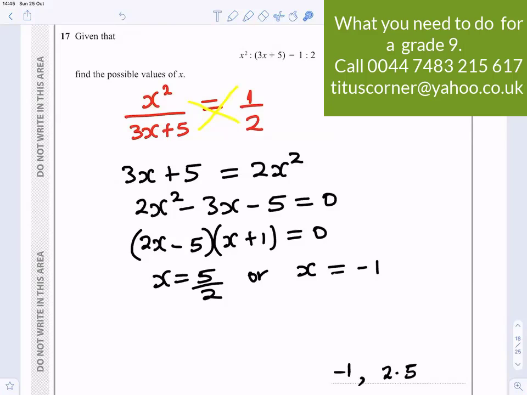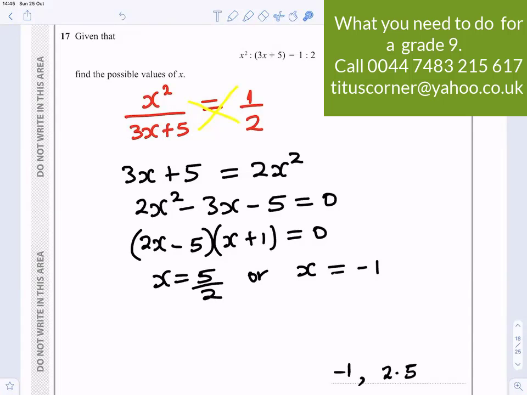3x is plus 3x. You take it to that side, it becomes minus 3x. Plus 5, you take it to that side, it becomes minus 5. And everything that is left on the other side is 0. You factorize. When you factorize, you get 2x minus 5, x plus 1 equals to 0. So if 2x minus 5 equals to 0, x is equals to 5 over 2. And if x plus 1 equals to 0, x equals to minus 1. So your two possible values for x are minus 1 and 2.5.